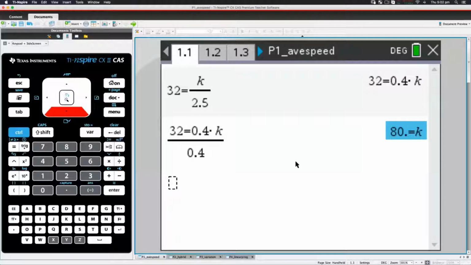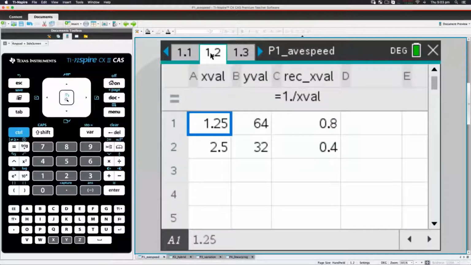For the next bit, for B, you have to draw a graph of average speed versus 1 over time. So one thing that you could do is to just put those two values into a spreadsheet on your calculator. Just add a spreadsheet page and you'll see the two known values in there. That's the 1.25 hours at a speed of 64 kilometres an hour, and the previous value that we mentioned.